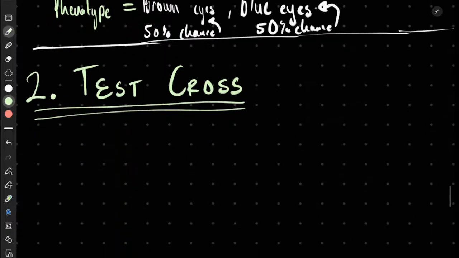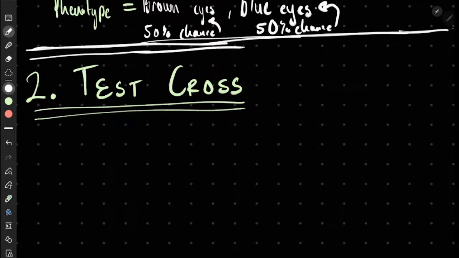Now, what about test cross? We are now in section number 2. We have 4 types of genetic diagram sections that we want to cover. We are done with section 1. Section 2 is now about learning the second type, which is a test cross.